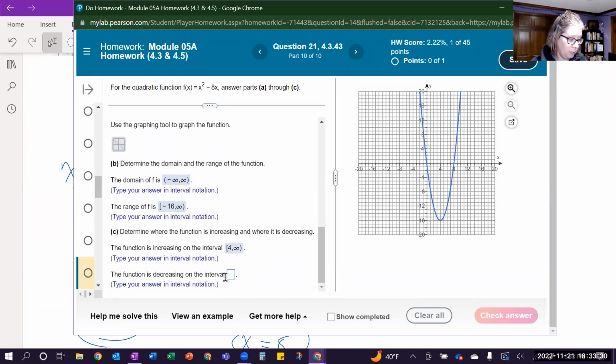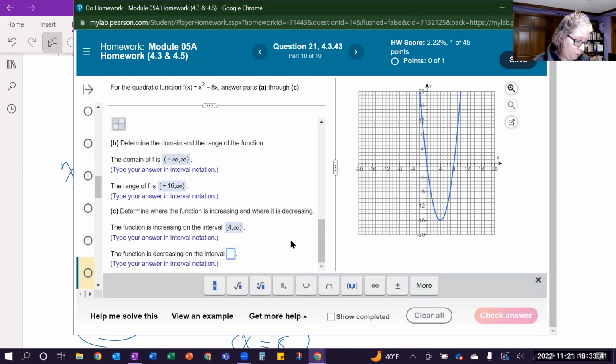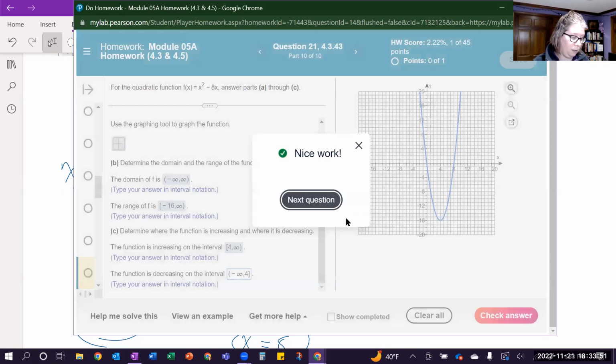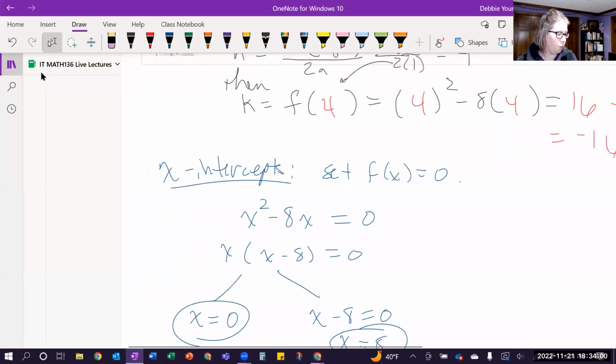So now where it's decreasing is the other side, which is starting from negative infinity going up to where the vertex was. So that's up into the 4. And so that's going to be parenthesis, negative infinity, comma, 4, again, bracket, because you're going to include that. And we're good. So that's that whole question. Okay. All right. So those are some things from 4.3.